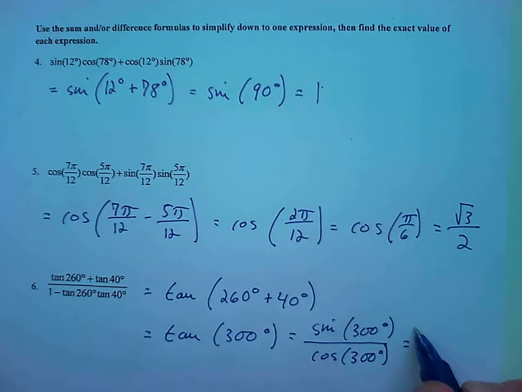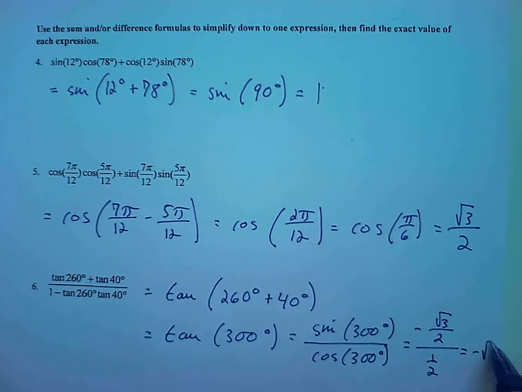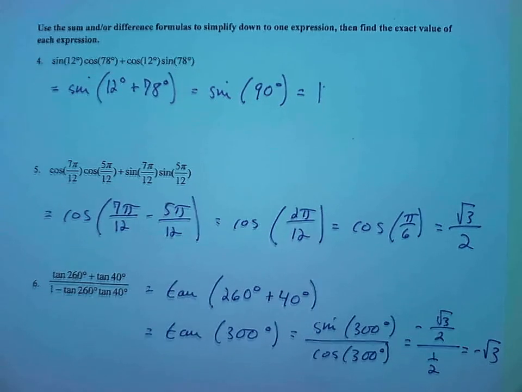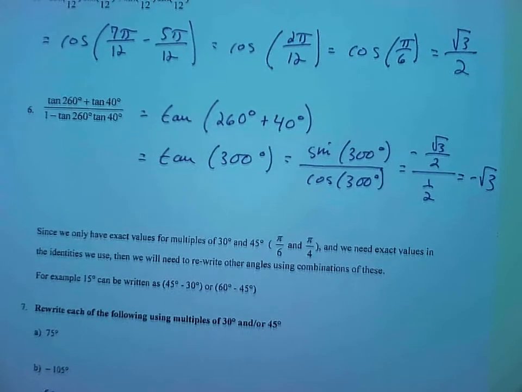And this is then negative square root of 3 over 2 divided by 1/2, or it just comes out to negative square root of 3. Alright, let's go on to the next part.